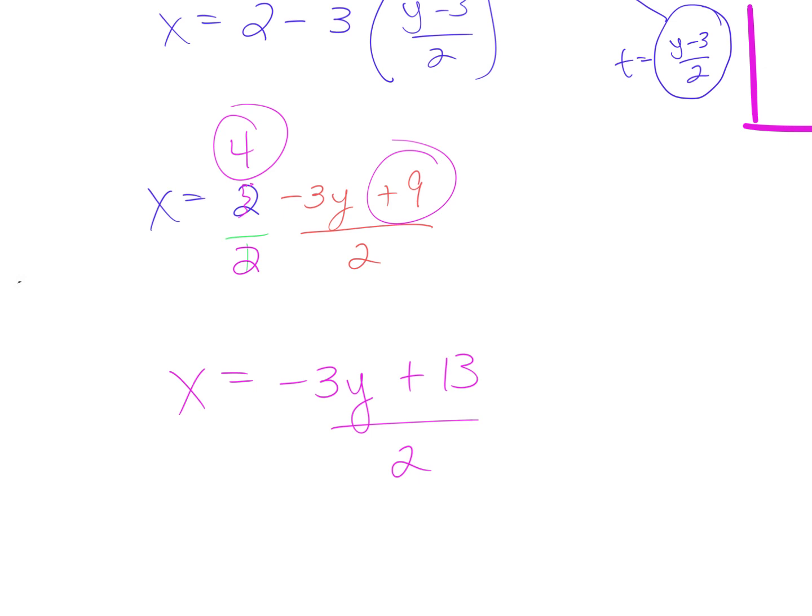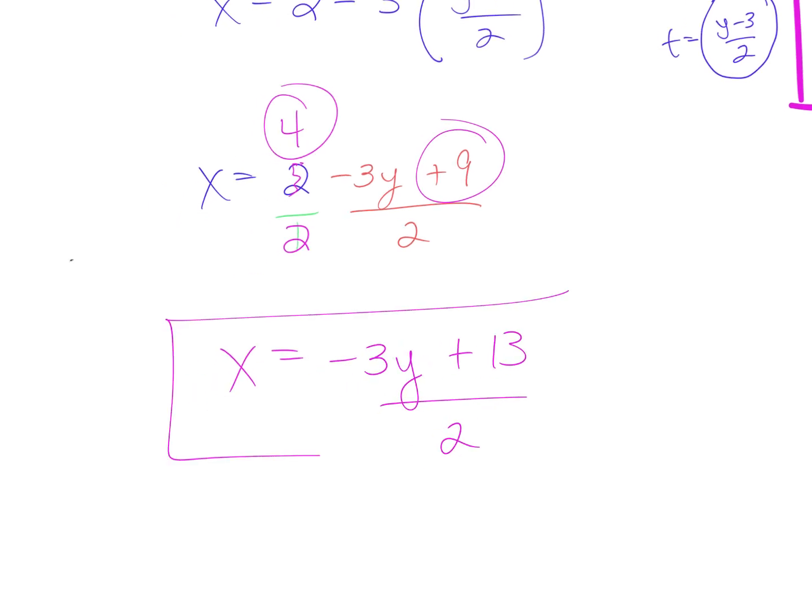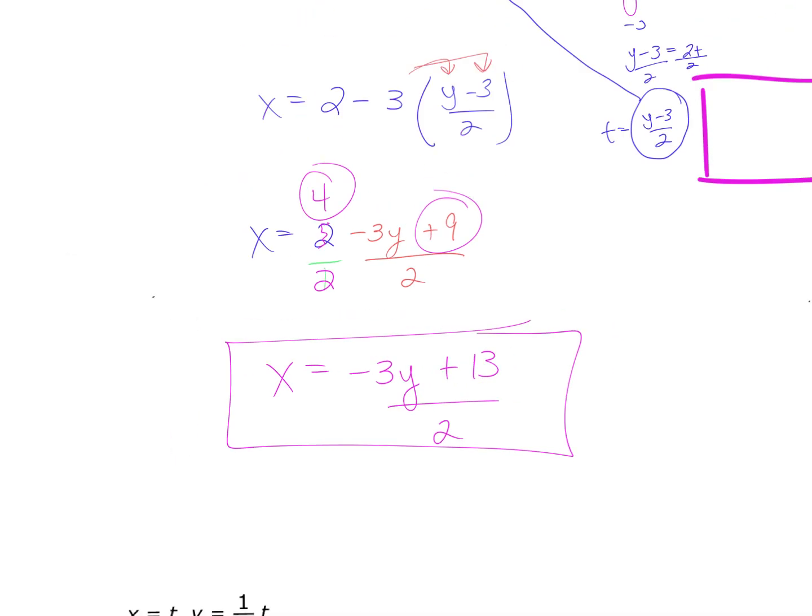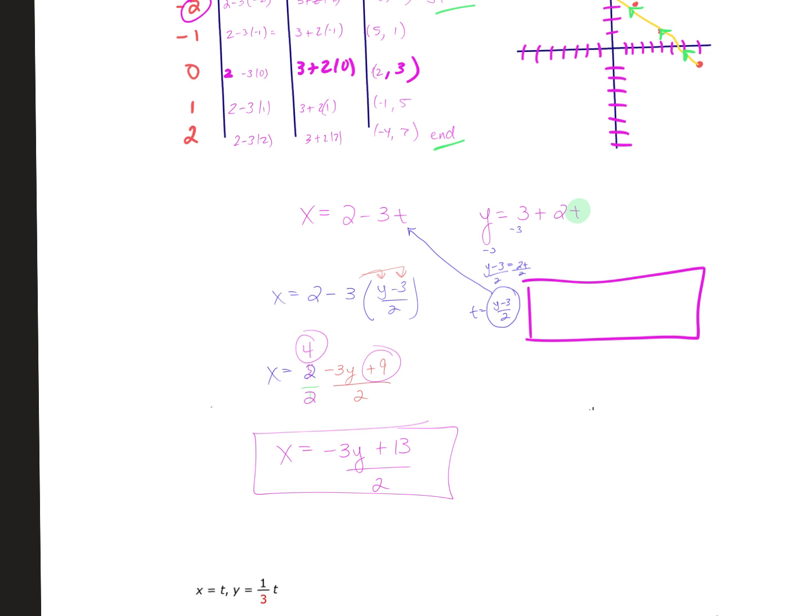Now you can write that a variety of ways. You could write it negative 3y over 2 plus 13 over 2. You could say 13 minus 3y over 2. But this is your rectangular equation. So there's 2 parts to these questions. You're first going to graph. Make sure you substitute in whatever values I tell you for t. And then make sure you show the orientation, the arrows. And then where it says to eliminate the parameter, this is what you're looking to do.